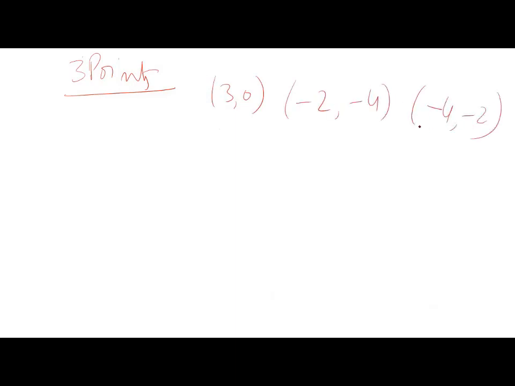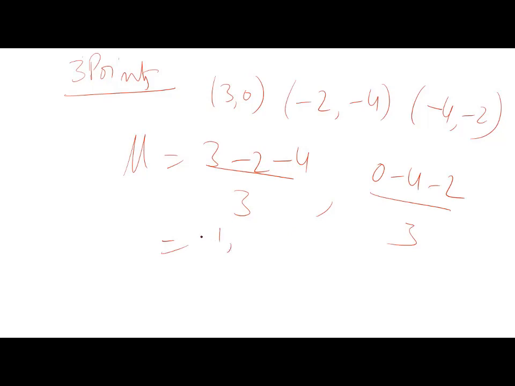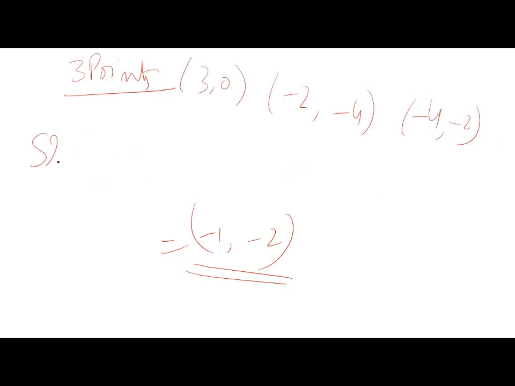Now coming to the other 3 points. The other 3 points are (3, 0), (-2, -4), and (-4, -2). If you consider μ, that is (3 - 2 - 4 by 3, 0 - 4 - 2 by 3), that gives you (-3 by 3, -6 by 3), which is (-1, -2). So μ2 is (-1, -2). Now we can calculate S2. If you calculate S2, 3 minus -1 is +1.